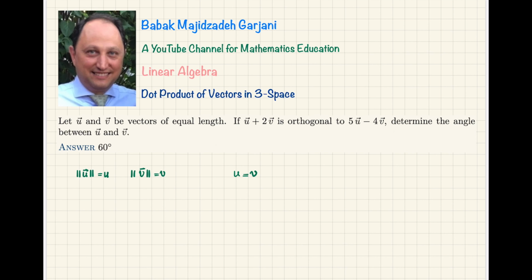so it means that u is a number which is equal to v. On the other hand, I know that this vector u plus 2v, which is a linear combination of these two vectors, is perpendicular, or orthogonal, to the vector 5u minus 4v. So this means that the dot product between these two vectors is actually zero.